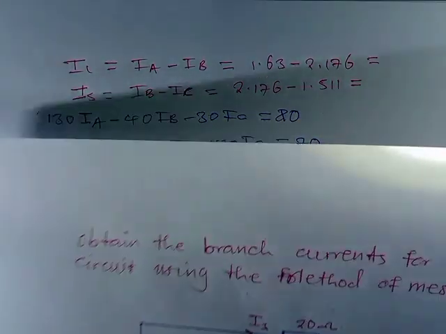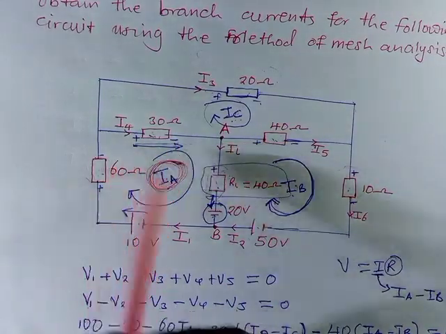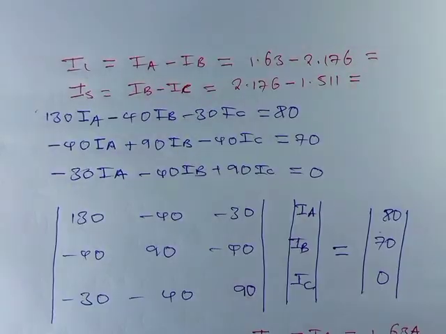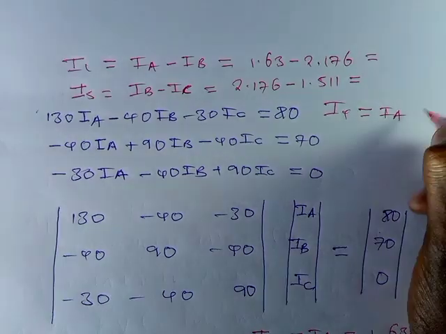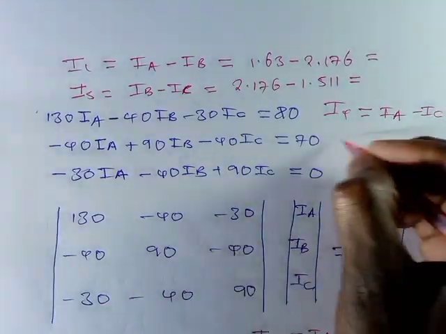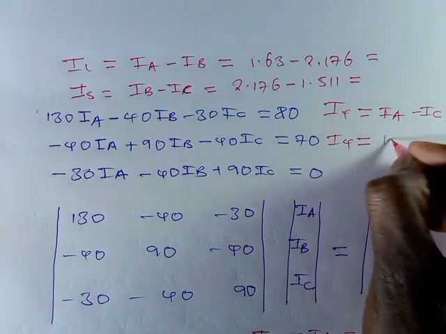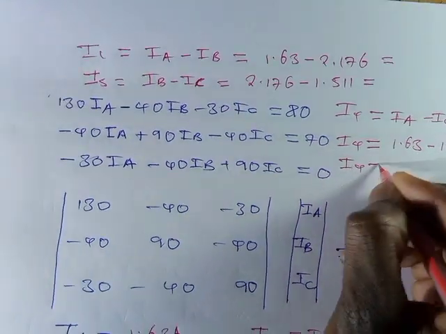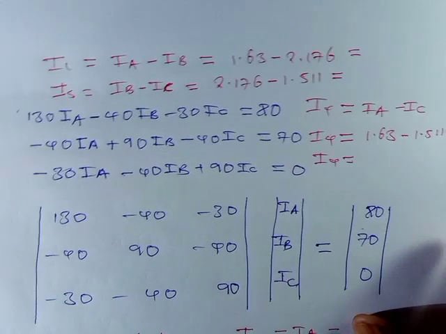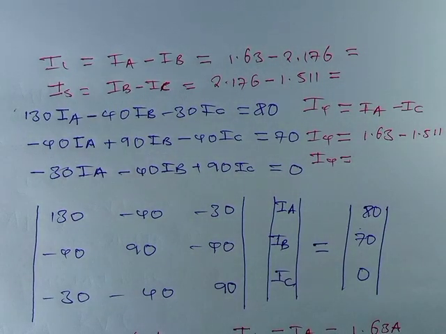Finally, if we come to I4, I4 has to be IA minus IC. So I4 has to be equal to IA minus IC. So I4 is equal to, what is IA? We know what IA is. IA is 1.63 minus 1.511. I4 has to be gotten, and you get your answer. Yeah. So this is how we solve this question.